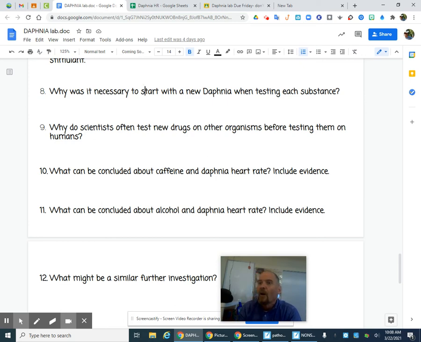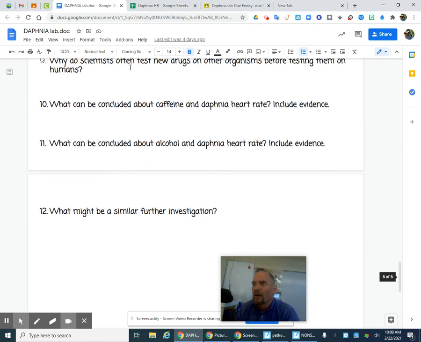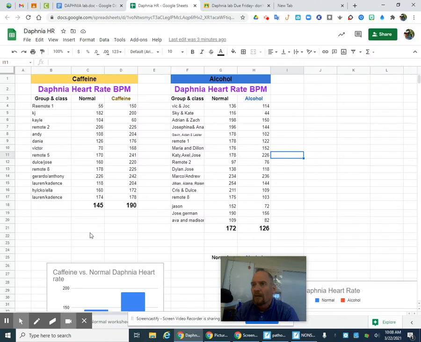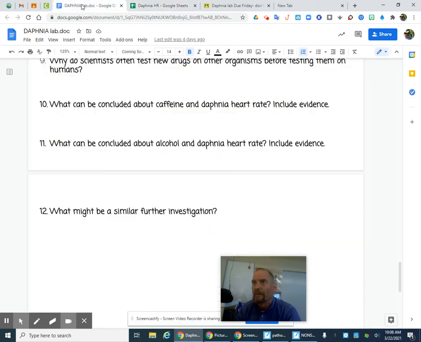What can be concluded about alcohol and Daphnia heart rate? Well, if I go back here, go to our chart. Caffeine: I can conclude that caffeine will increase the heart rate of a Daphnia. The normal heart rate was 145. The experimental heart rate was 190. It says include the evidence. This is the evidence. Some of you are ignoring that and you got points off.